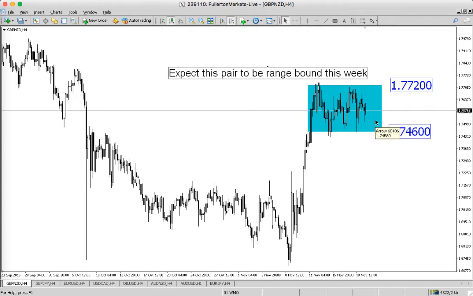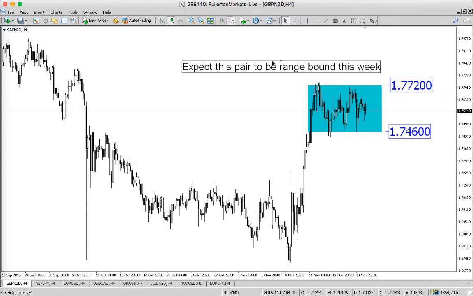On the Kiwi side, RBNZ has cut interest rate while I was in Seoul. That would be the final cut for this year. I don't think they will do a back-to-back rate cut. No reason for that to happen. And there's no so-called big data that will affect the Kiwi. So that will be my comments for pound Kiwi: range bound for this week.